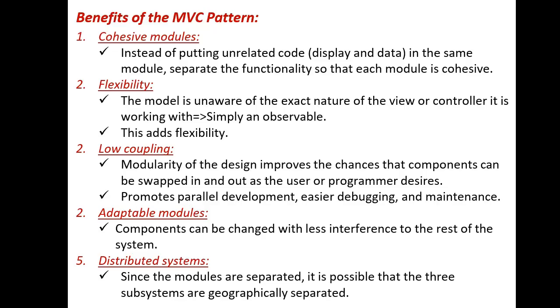There are 5 benefits. Cohesive modules: instead of putting unrelated code in the same module, separate the functionality so that each module is cohesive. Flexibility: the model is unaware of the exact number of views or controllers it is working with, simply an observer. This adds flexibility. Low coupling and modularity of the design improve the chances that components can be swapped in and out as the user or programmer desires. It promotes parallel development, easier debugging and maintenance. Adaptable modules: components can be changed with less interference to the rest of the system.